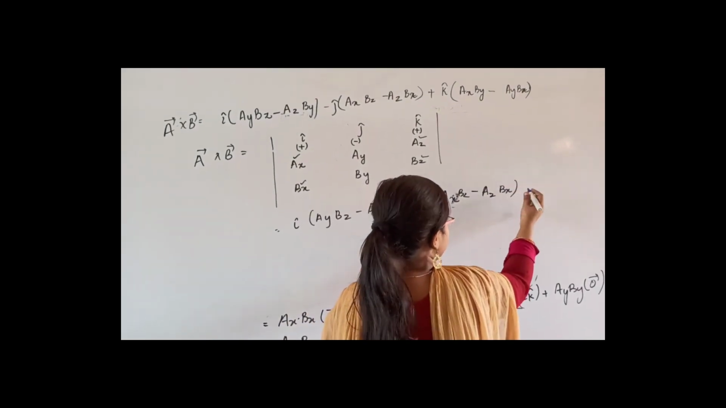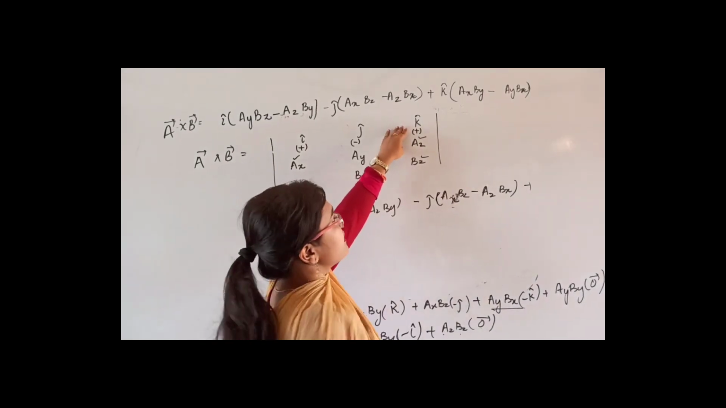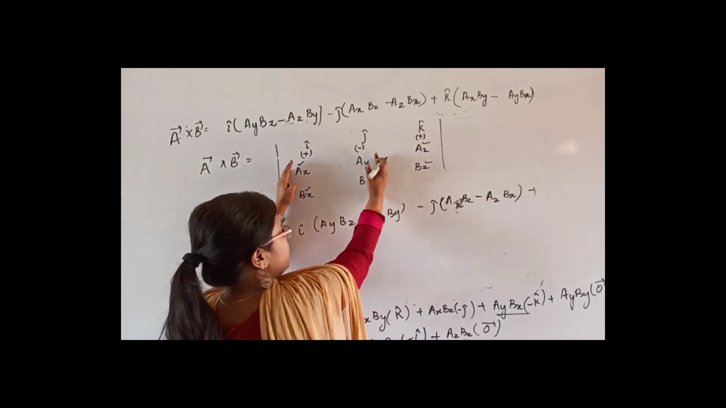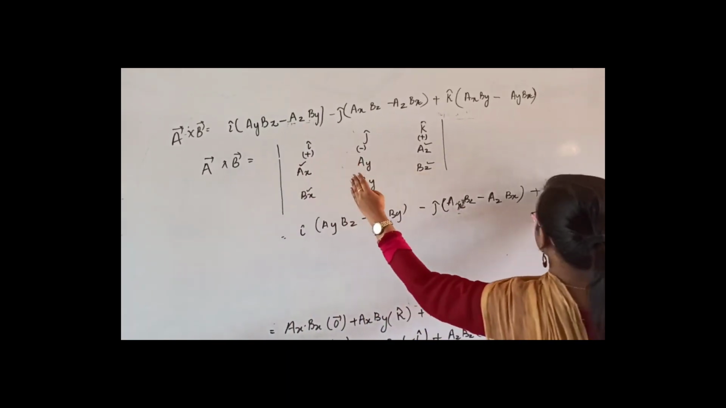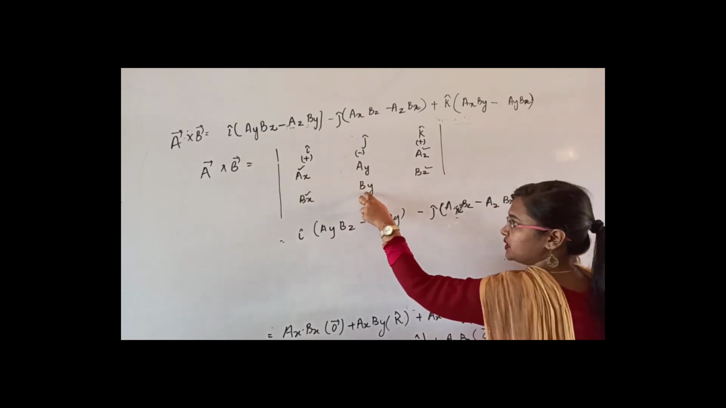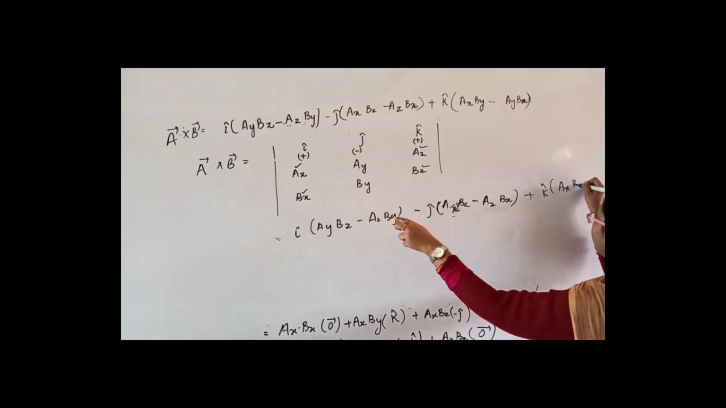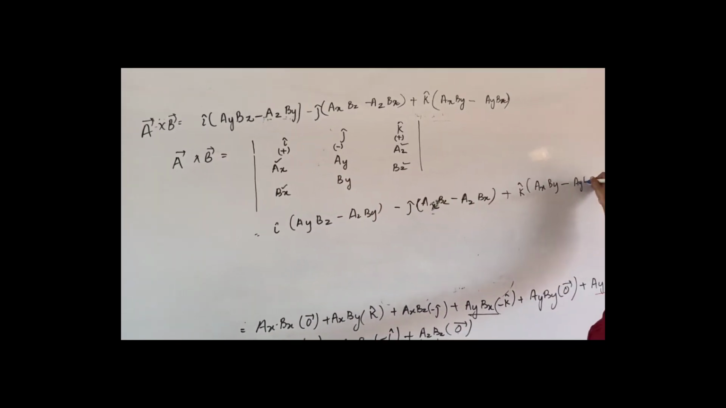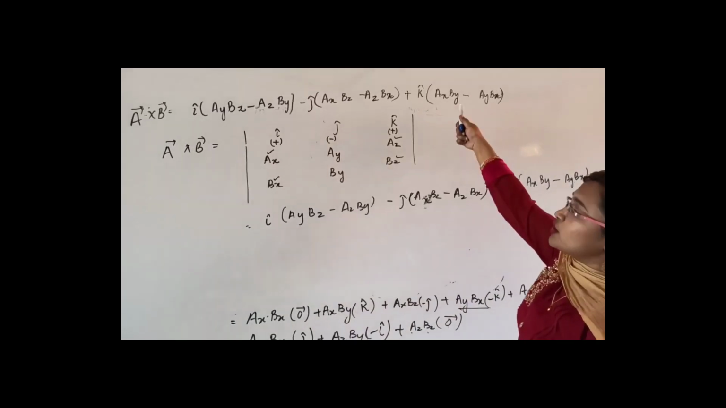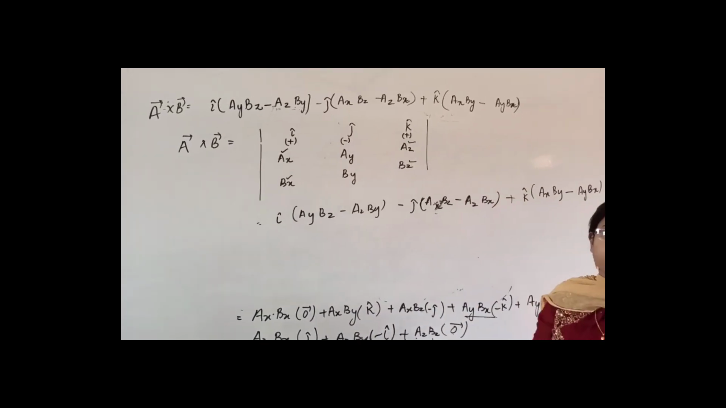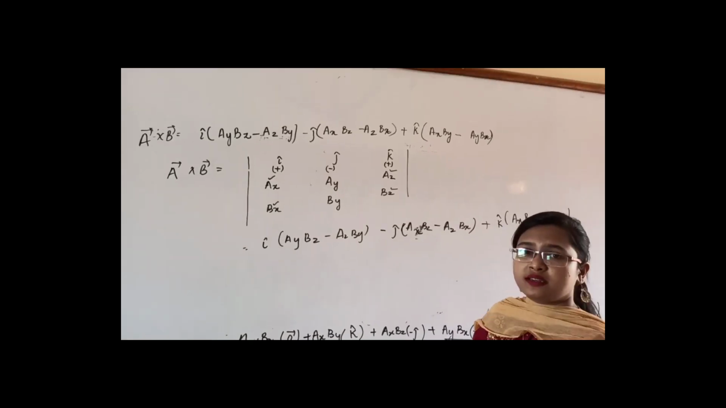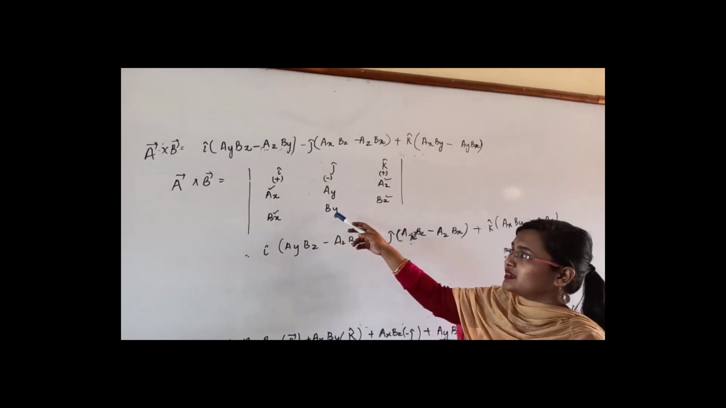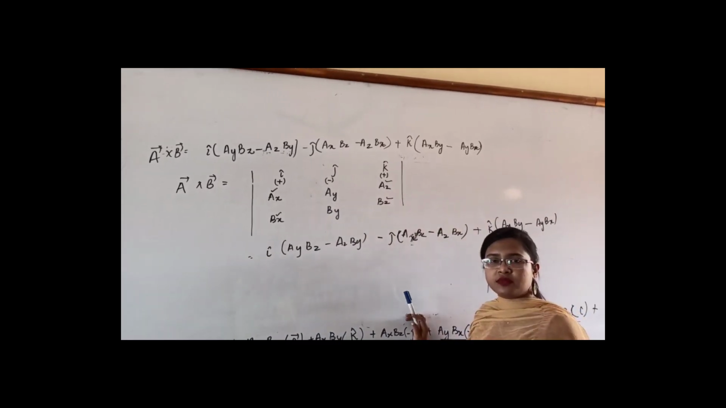Again, lastly, for k cap, neglect this row and this column. We got these 4 remaining. So this will be ax by minus ay bx. See, we got the same result. So the rectangular components of a cross b, if we want to write the cross product, we can directly write it in the form of a determinant. Clear? Thank you.